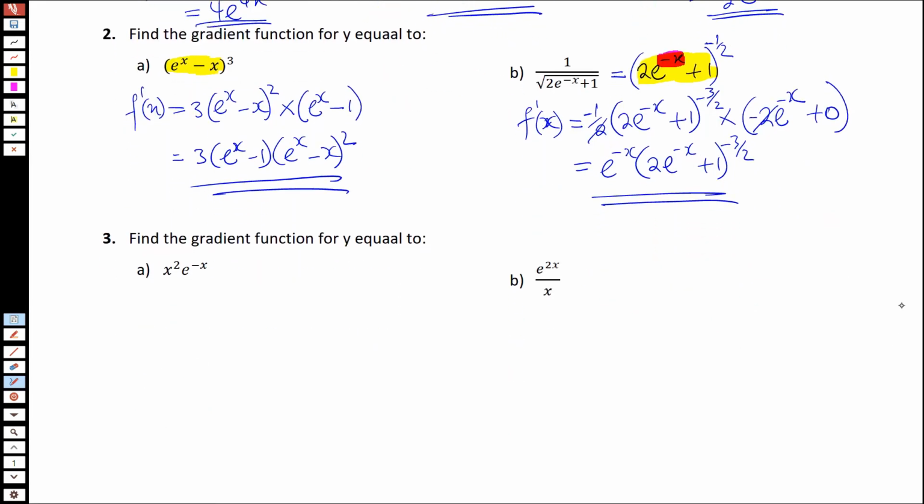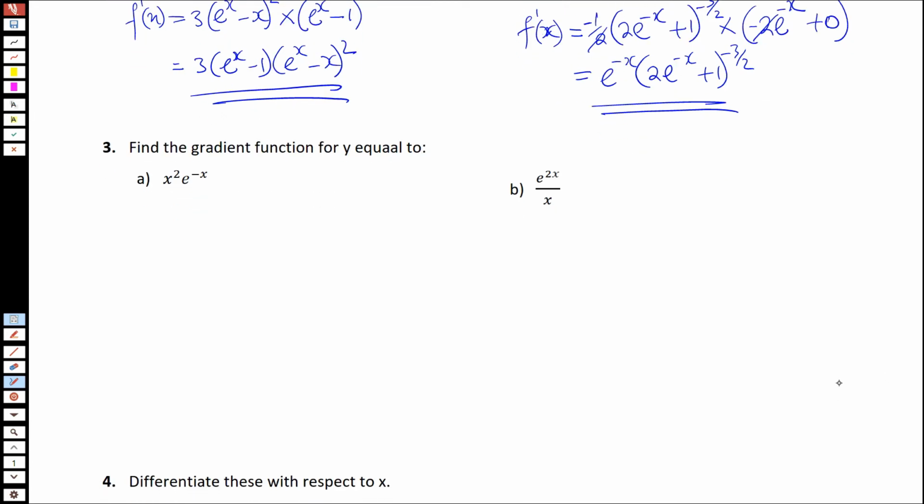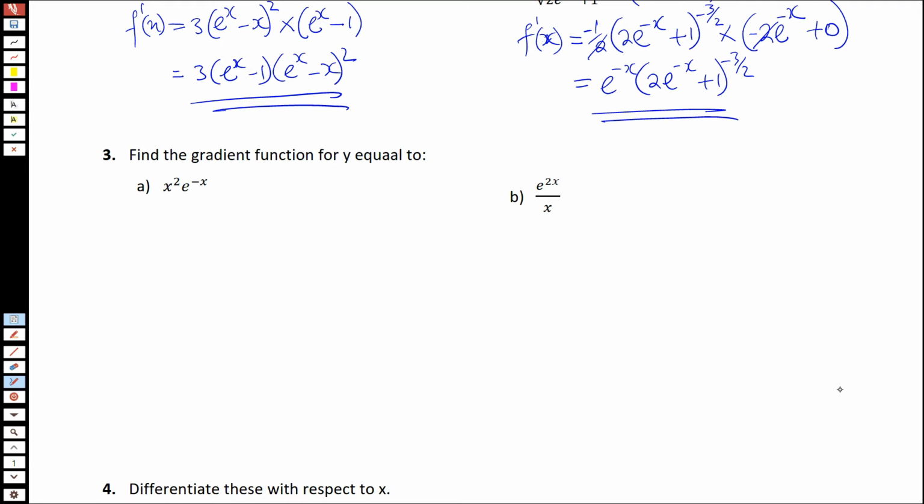Moving on to number 3. So find the gradient function for y equal to this. So basically what we can do is, because we have a product of two functions here, we can apply product rule. So dy over dx will be equal to x squared d over dx of e to power -x plus e to power -x d over dx of x squared.